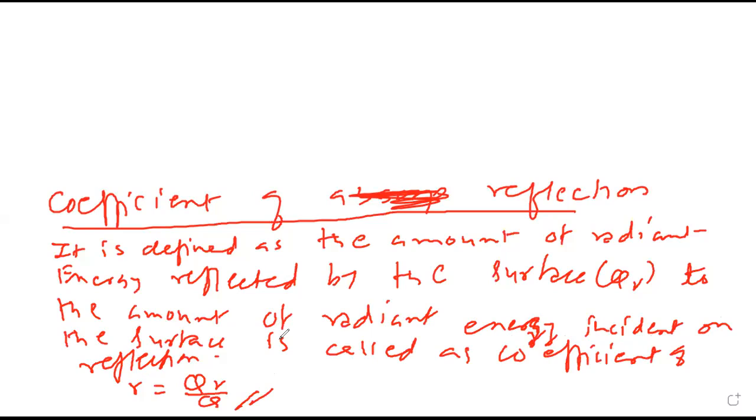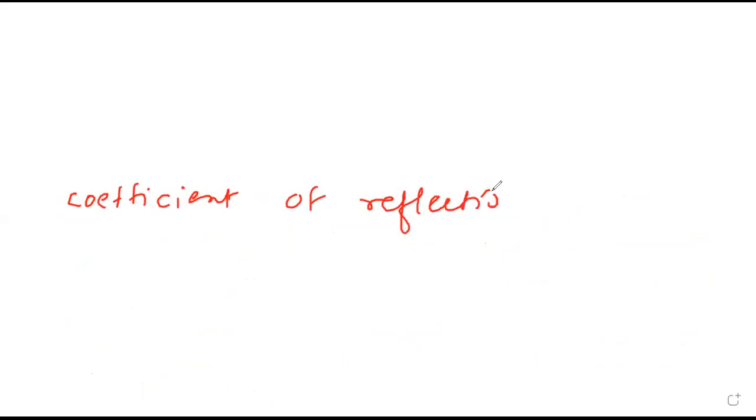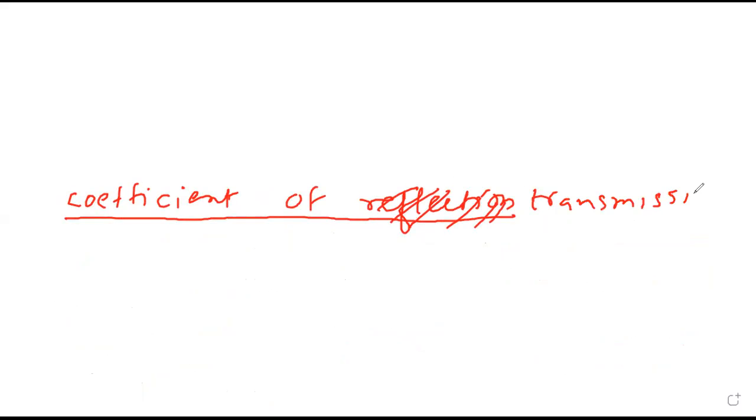This also followed? Yes, sir. Third one, coefficient of transmission. It is defined as the amount of radiant energy transmitted by the surface to the amount of radiant energy incident on the surface, given by T equals QT upon Q. Clear all the three? Absorption, reflection, transmission? Yes, sir.